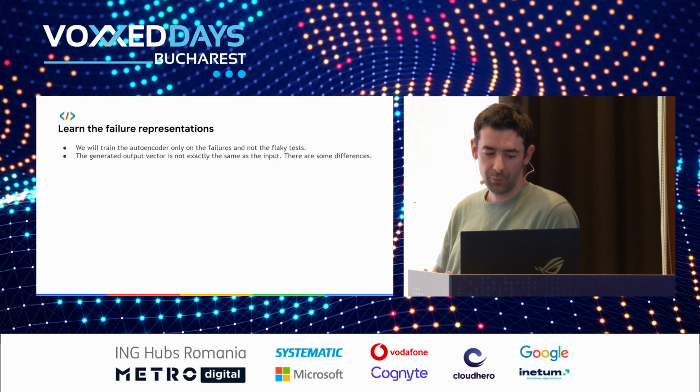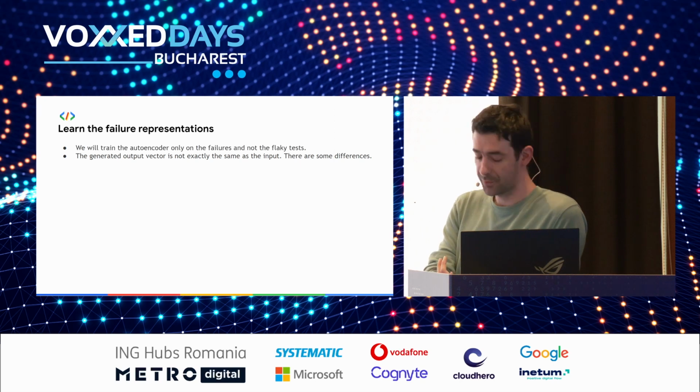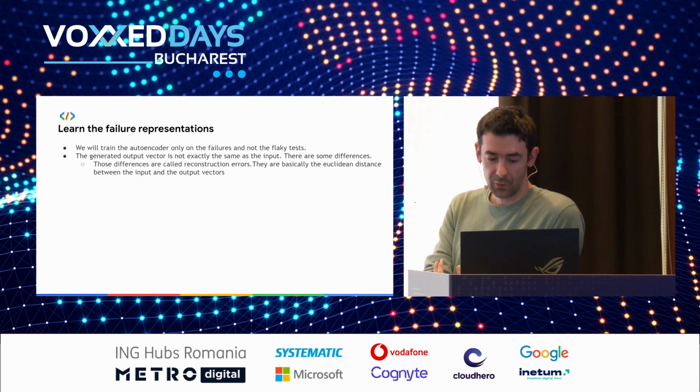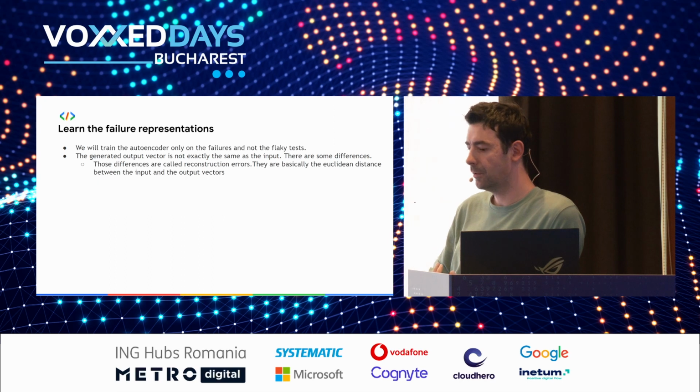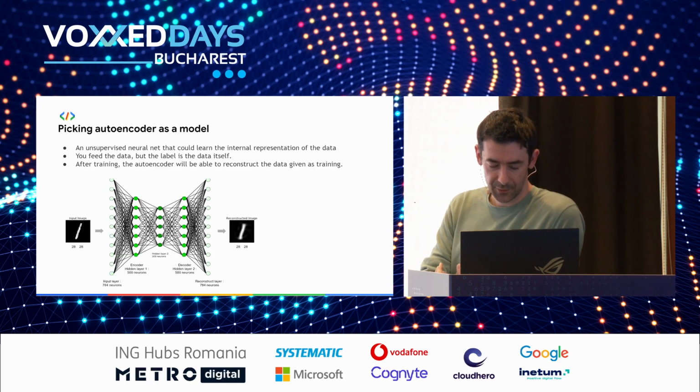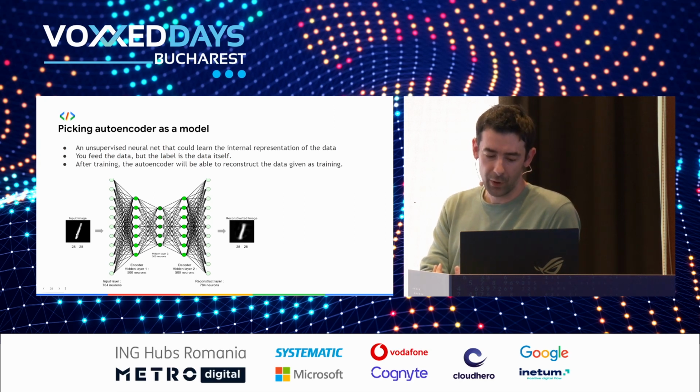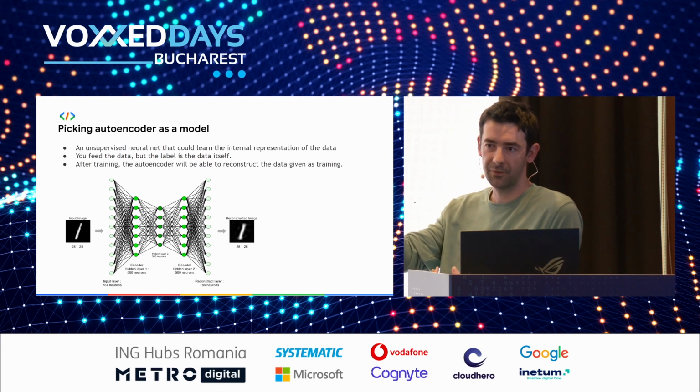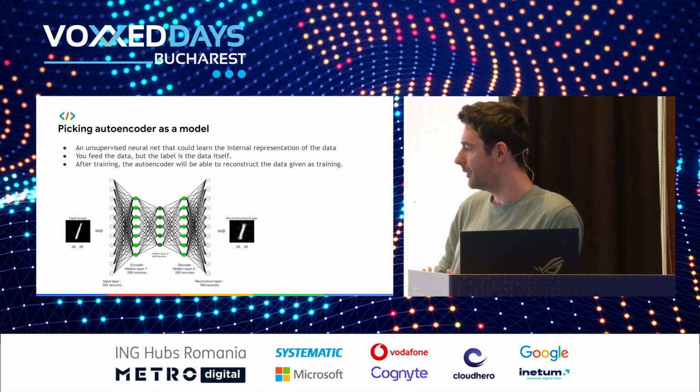Then the generated output vector is not exactly the same as the input, as we've discussed. So there are some differences, right? Those differences are usually called a reconstruction error. So if we go back here, there is a reconstruction error between this image and the input image. And if the autoencoder is trained well, this difference between the output and the input should be small, or as small as possible. Preferably not zero, because we don't want to learn the exact data set, but it should be rather small.